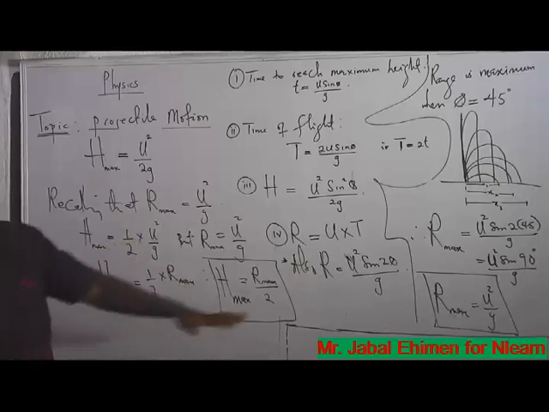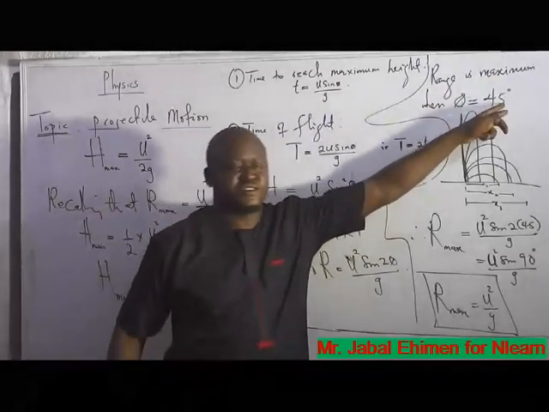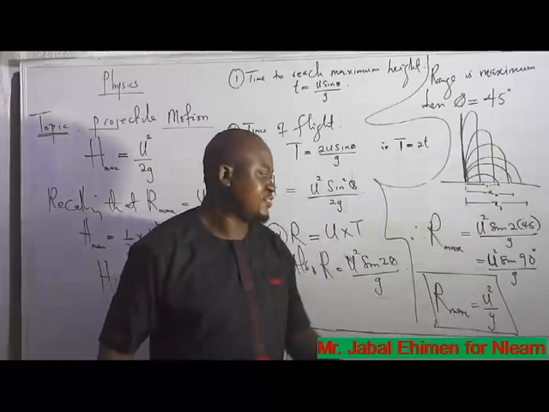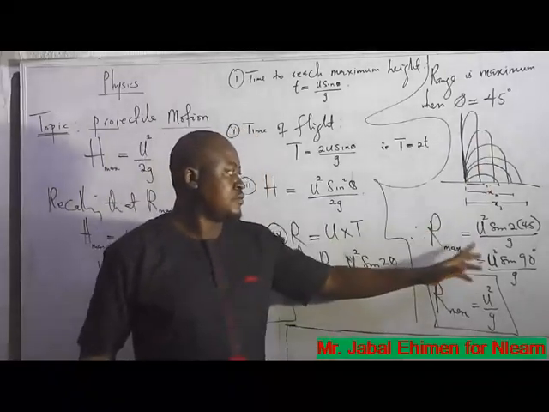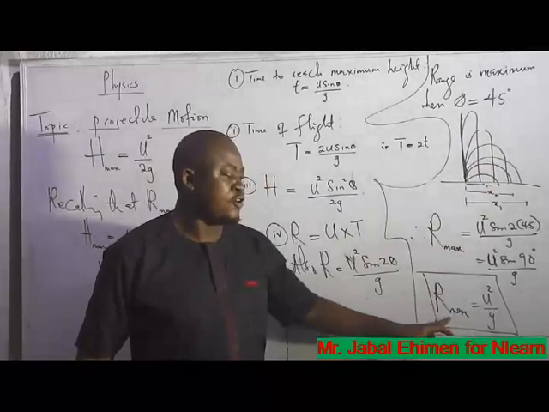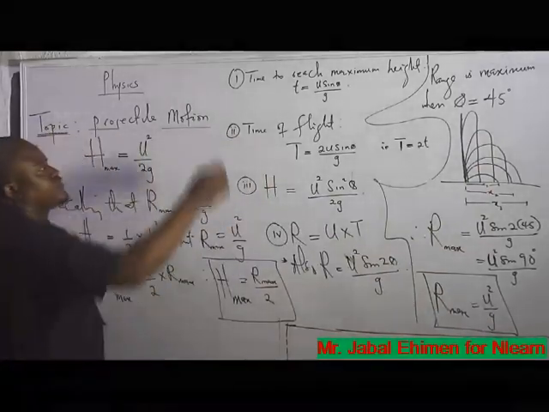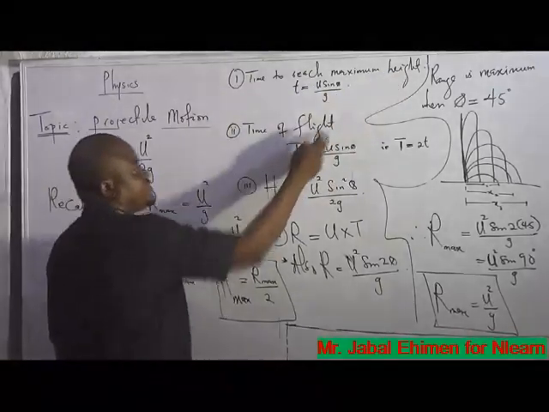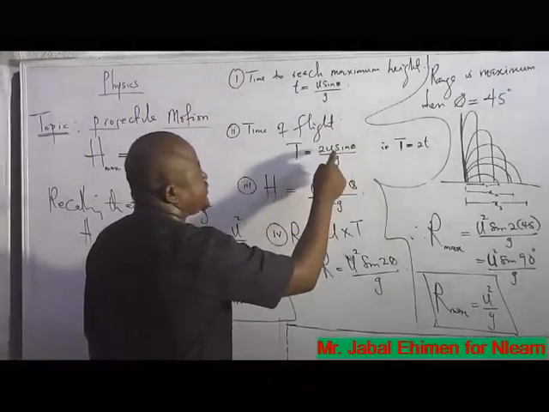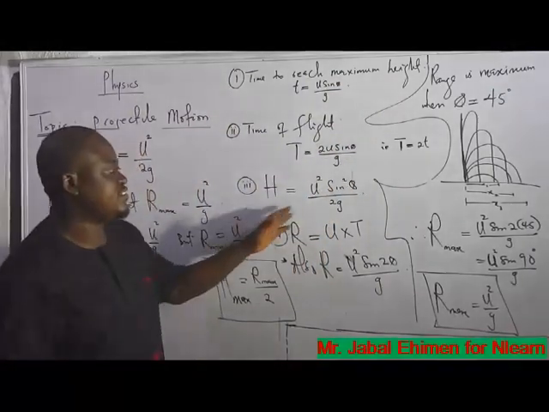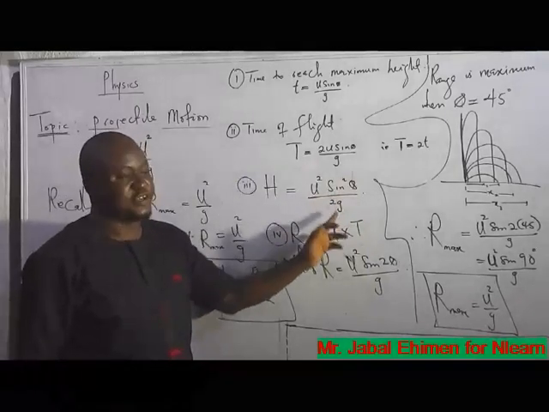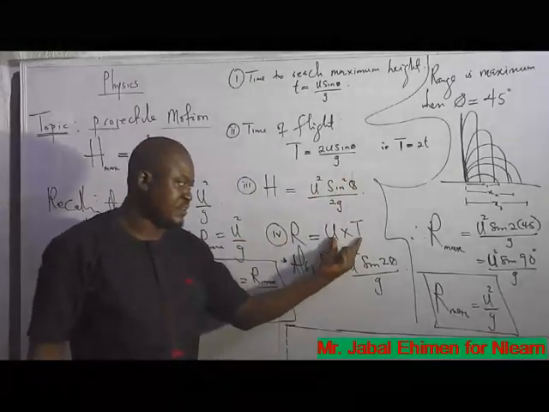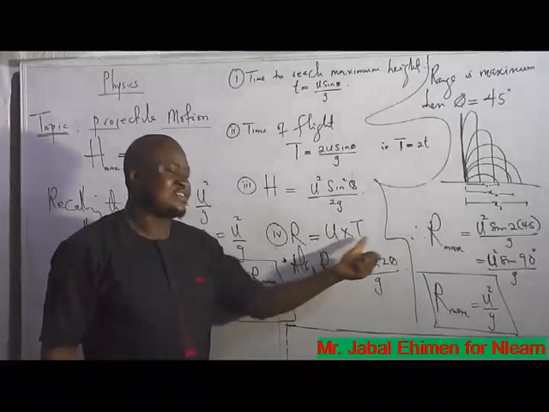You remember you're noting range is maximum at theta equals 45 degrees. Immediately you exceed 45 degrees, it begins to reduce, and the lowest you can get is at 90 degrees, which is 0. Now, R max is u squared over g. You can remember your time to reach maximum height is u sine theta divided by g. Time of flight is 2u sine theta divided by g. And h is equal to u squared sine squared theta divided by 2g. And the last is range, which is u times t. Always remember this is initial velocity times time of flight.